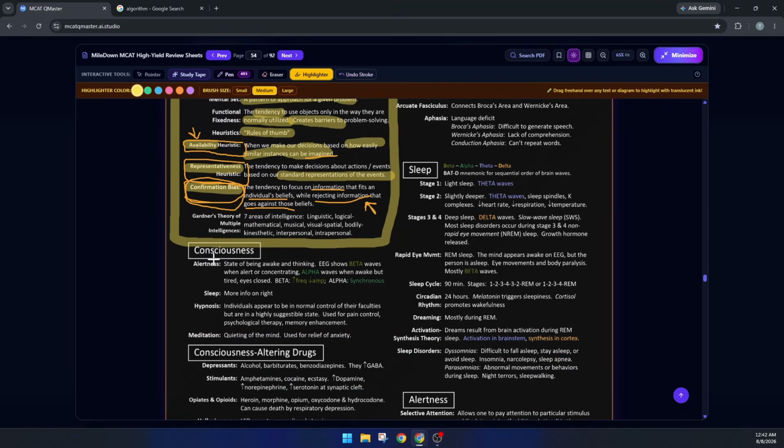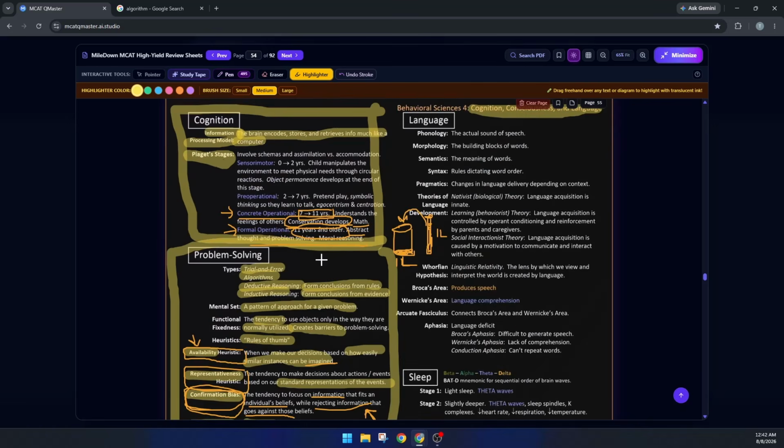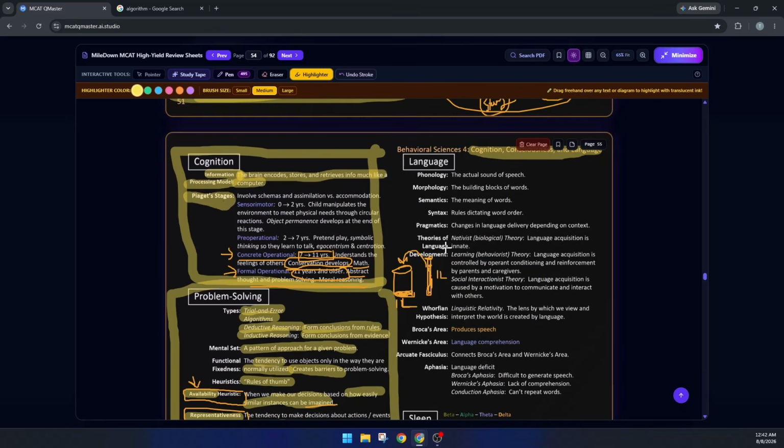Okay. Now we have Gardner's theory of multiple intelligences. It's just a theory that you have 7 intelligences. Just memorize that. All right. That's all you have to know for that.